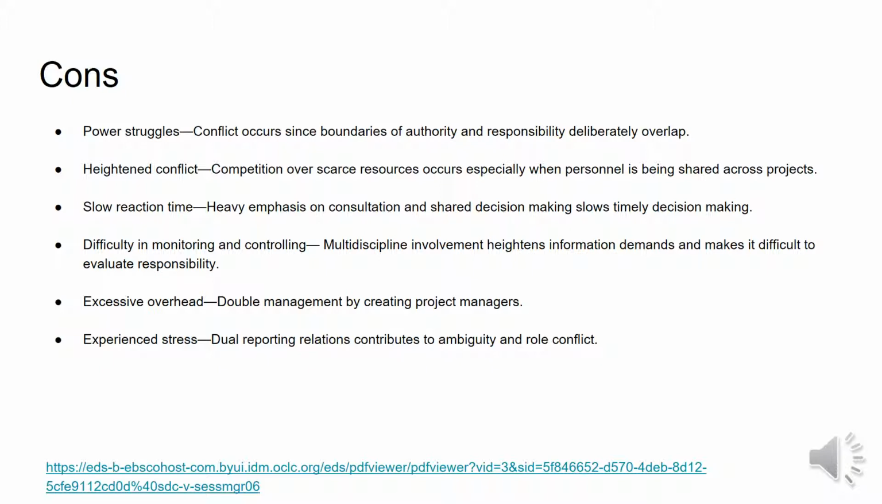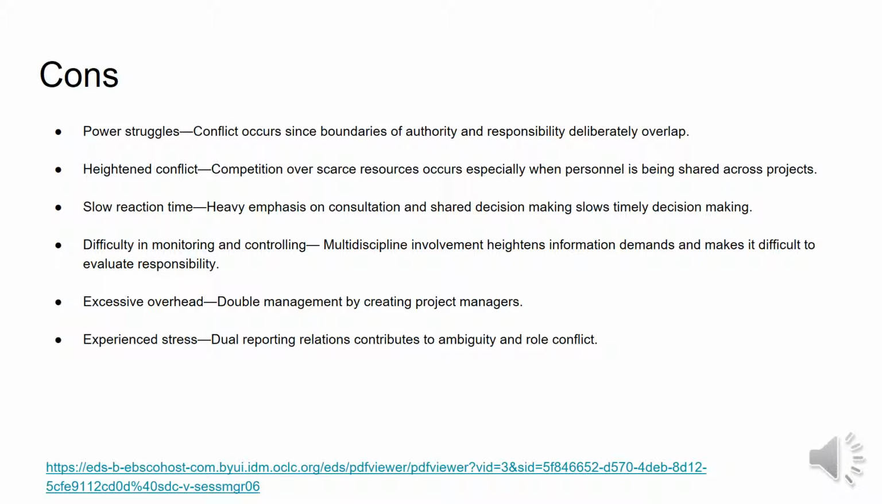Next, we have slow reaction time, where there's a heavy emphasis on consultation and shared decision making, which slows timely decision making. Next, we have difficulty in monitoring and controlling, where multidisciplinary involvement heightens information demands and makes it difficult to evaluate responsibility. Next, we have excessive overhead, where double management is done by creating project managers. And lastly, we have experienced stress. Dual reporting relations contributes to ambiguity and role conflict.